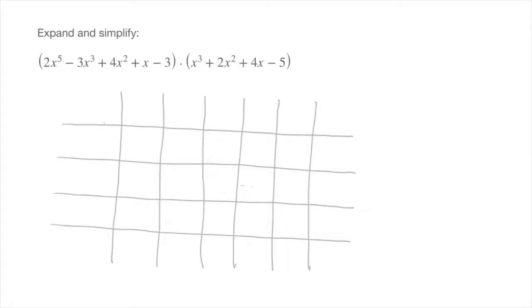The next thing I'll do is enter the coefficients of the first polynomial we have inside the top of each of these columns here. So we have the leading term, that's 2x to the power of 5, so I'll write 2x to the power of 5 here. We then have 0x to the power of 4, and I write that as well. We then have negative 3x to the power of 3, so I write that. We have 4x squared, so I write 4x squared. We have x, so I write x. And finally we have negative 3, so I write that in the last column there.